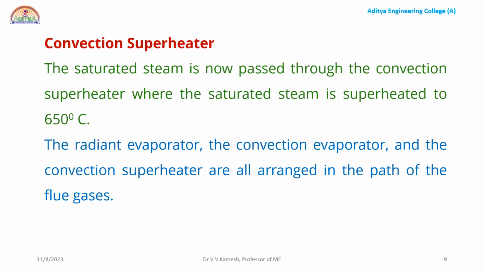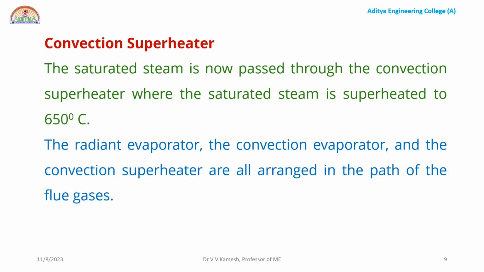Now, the convection superheater, the last stage. The saturated steam is now passed to the convection superheater, where it is superheated to 650 degrees centigrade. Remember, the steam originally starts at 100 degrees centigrade, but it is increased up to 650 degrees centigrade. Now you can assume how much pressure it will build up.